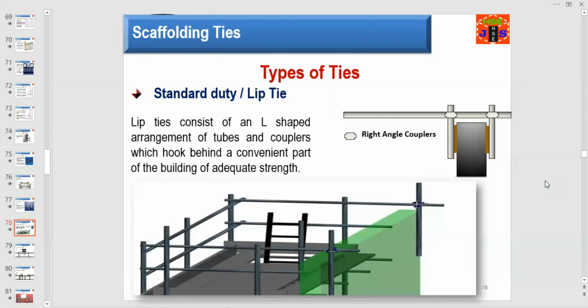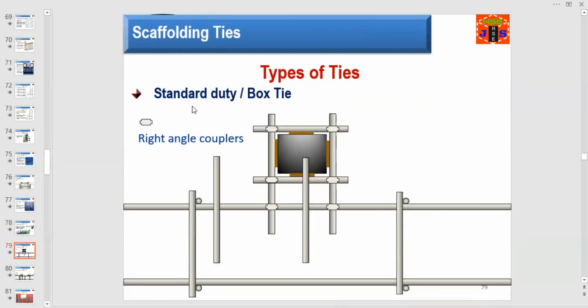A standard duty lip tie consists of an L-shaped arrangement of tubes and couplers which hook behind a convenient part of the building of adequate strength. Have a look. This is a standard duty box tie. This is the shape of a box tie.